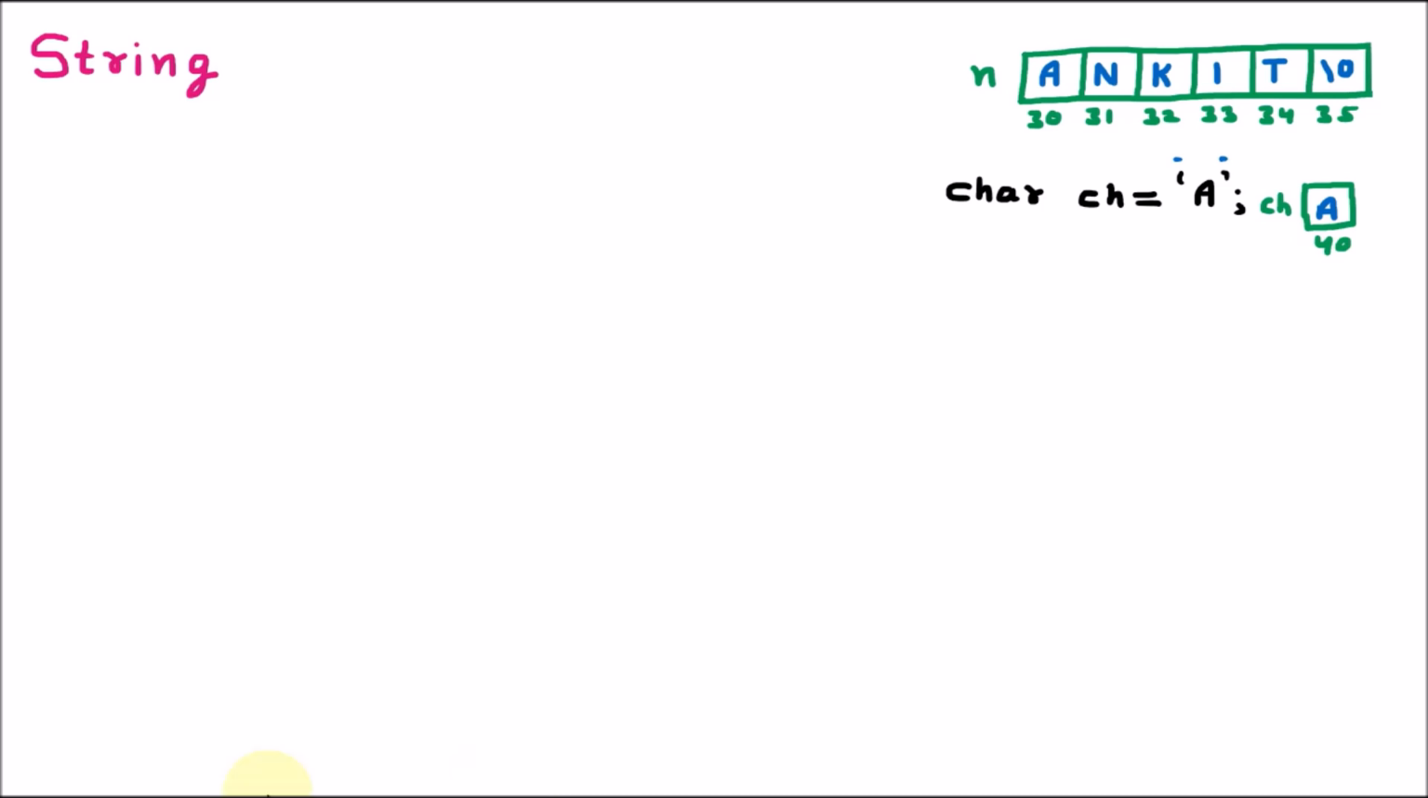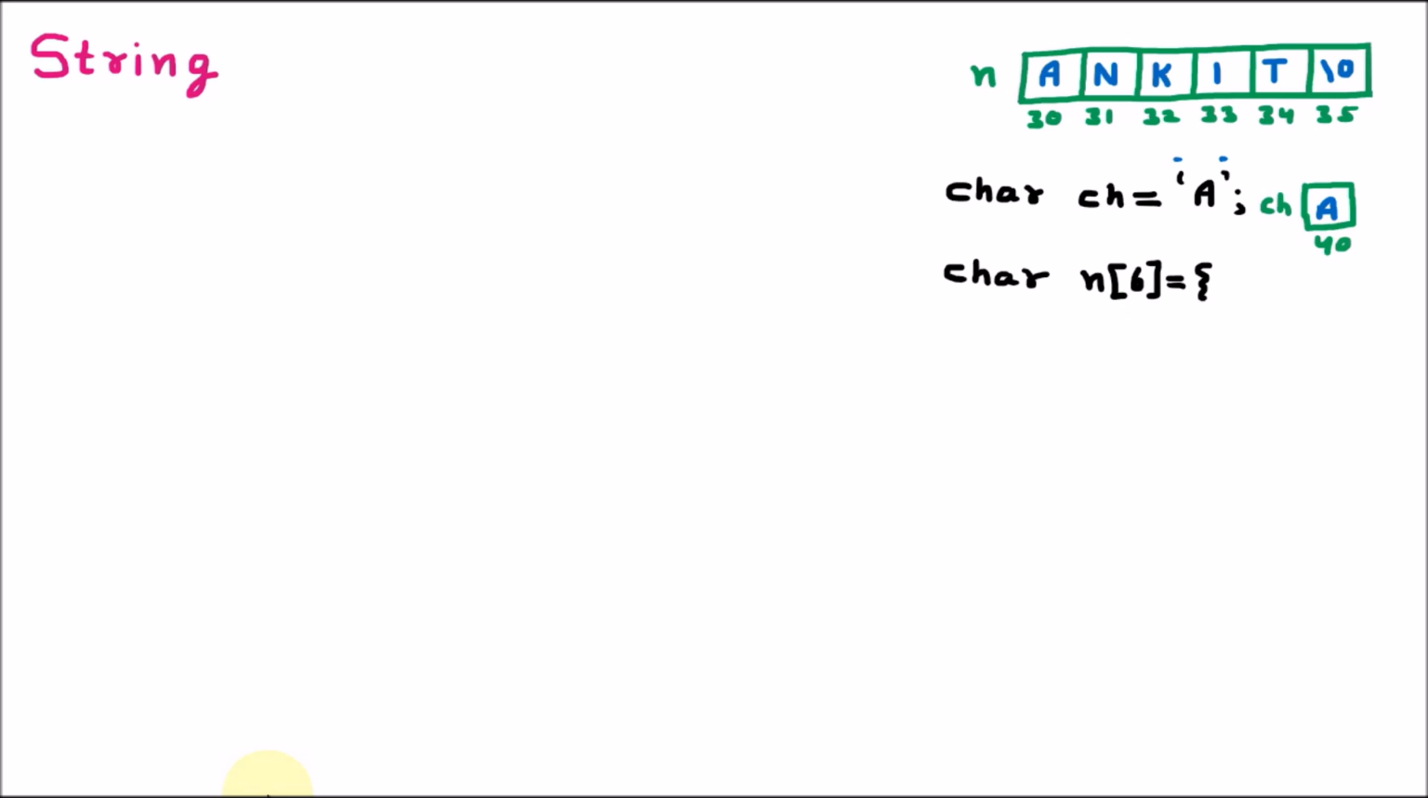But let's say I want to store my name, let's say Ankit. Now what is going to happen? In that case, I need a character array. So here, simply I will write char. Char is the data type. Afterward, let's say the character array name is n. And here I am using, let's say, 6. 6 is the size.